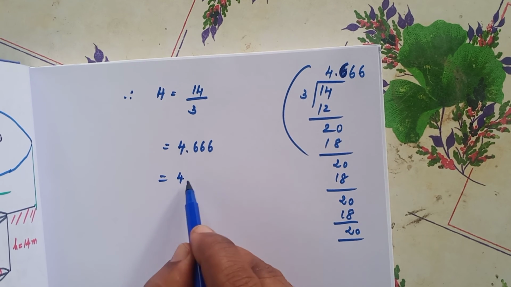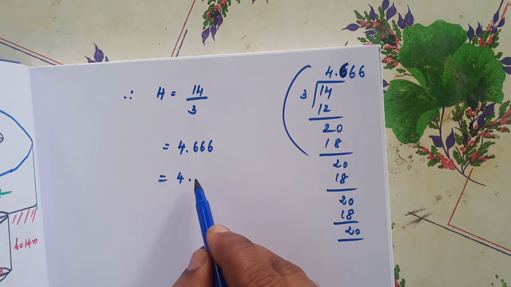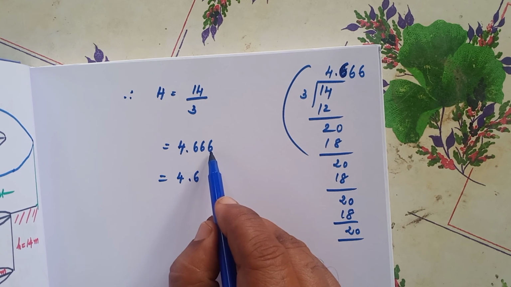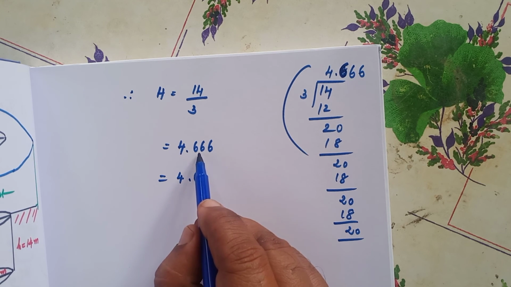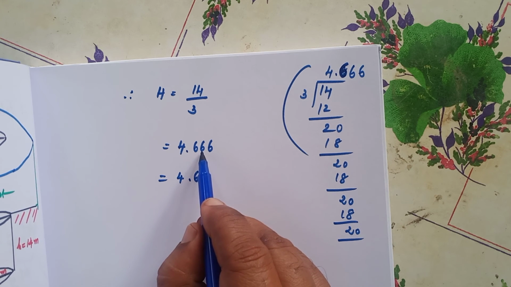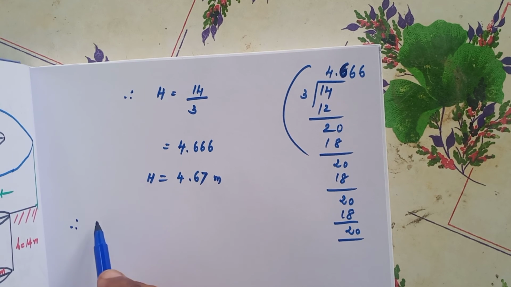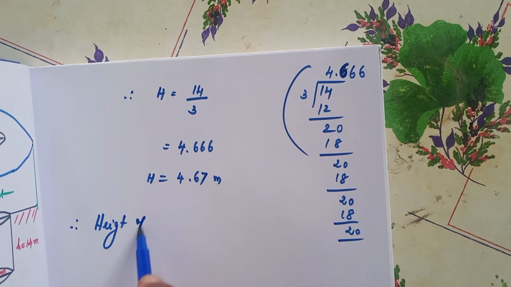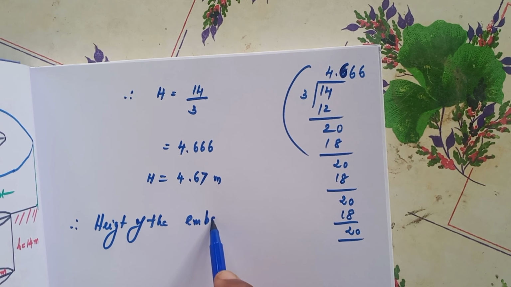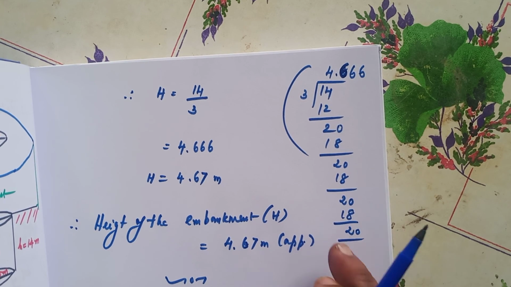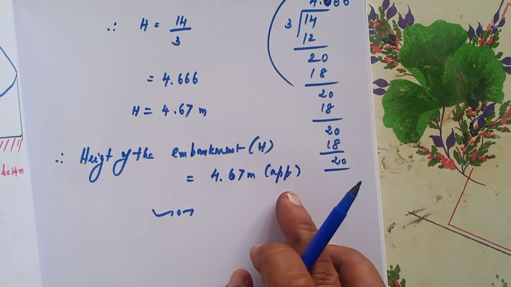So that is equal to 4.6666. You can round it up to 2 decimal places. Write the first decimal place as it is. Now look at the third digit. If it is 5 or more than 5, you can add 1 to the previous digit. So what's the number here? 6. So you can add 1 to that. 6 plus 1, 7. What is the unit? Meter. Therefore, the height of the embankment, capital H, is equal to 4.67 meter approximately. Because we are not getting the remainder 0, you have to put approximately.